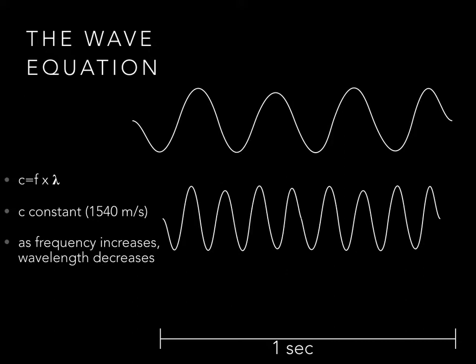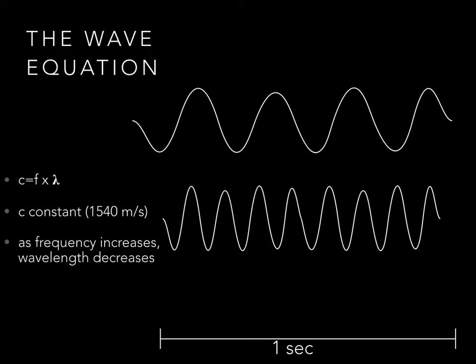The wave equation is describing the relationship between frequency, wavelength, and the speed of sound. C denotes speed of sound, F stands for frequency, and lambda stands for wavelength. The speed of sound is 1540 meters per second in soft tissues, and this is considered constant.